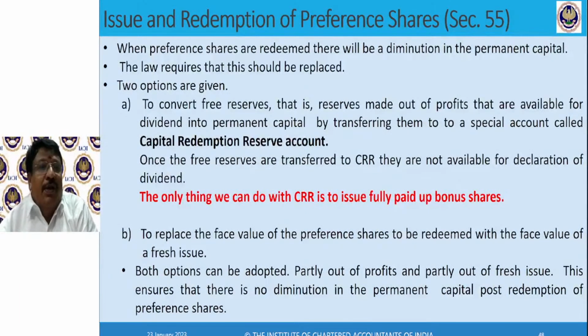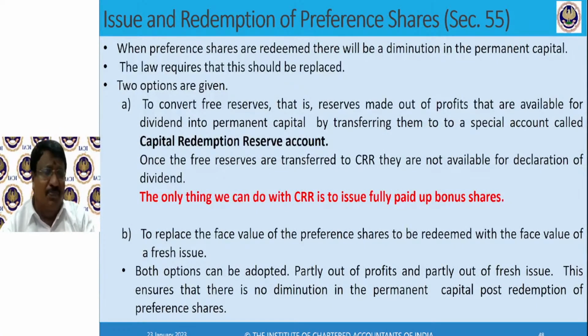Anyway, so when preference shares are redeemed, there will be a diminution in the permanent capital. Meaning, to that extent, the capital will be depleted. Therefore, they say, you transfer some of your free reserves to permanent capital. This should be replaced. How? You convert the free reserves and transfer it to an account called Capital Redemption Reserve. Thereafter, it is not available for declaring dividend. But you can issue fully paid up bonus shares out of CRR.